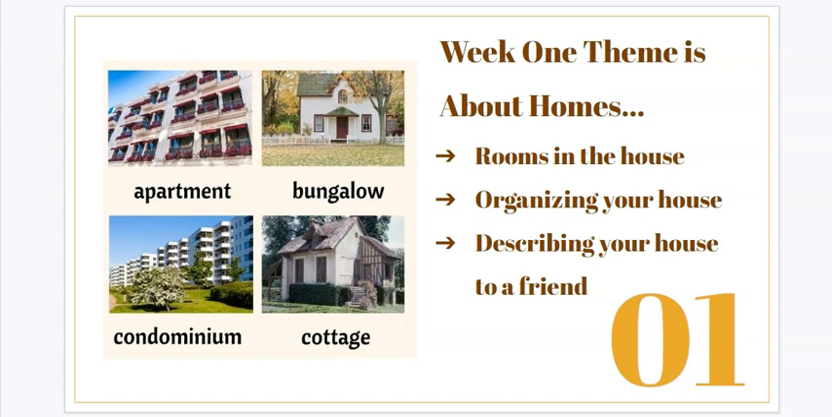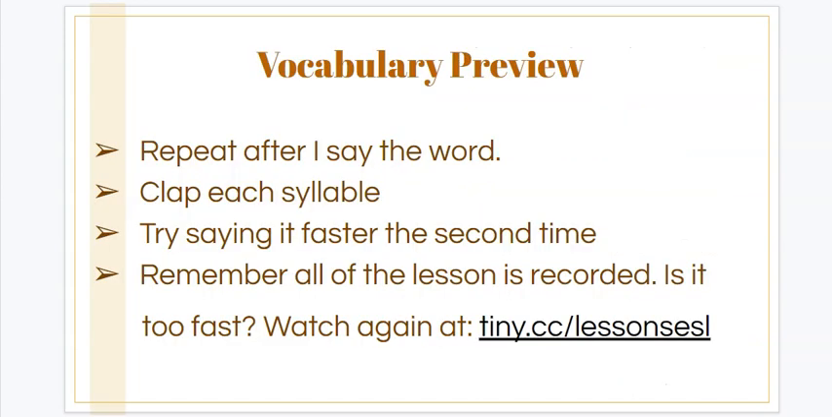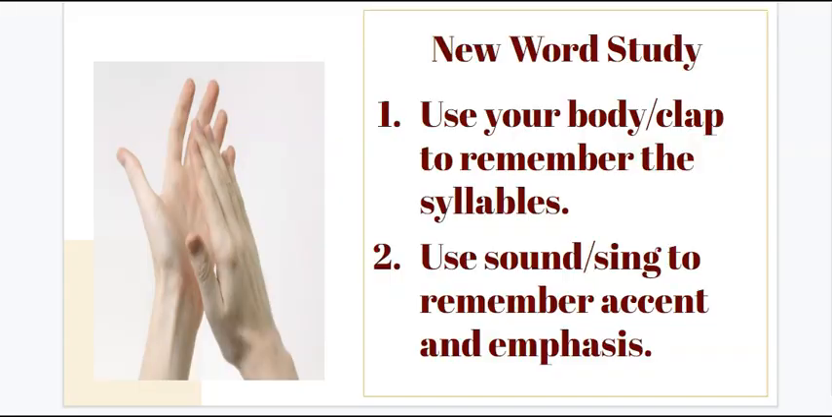These are some examples: apartment, bungalow, condominium, and cottage. Vocabulary preview. Repeat after I say the word. Clap each syllable. Try saying it faster the second time. Remember, all of the lesson is recorded. Is it too fast? Watch again at tinycc.com/lessons ESL.